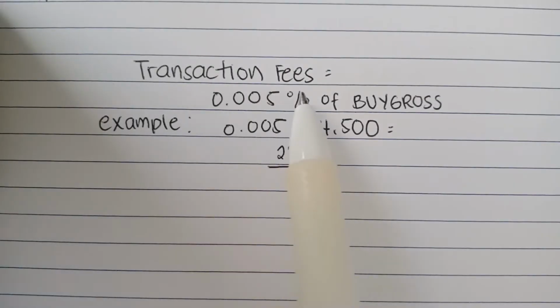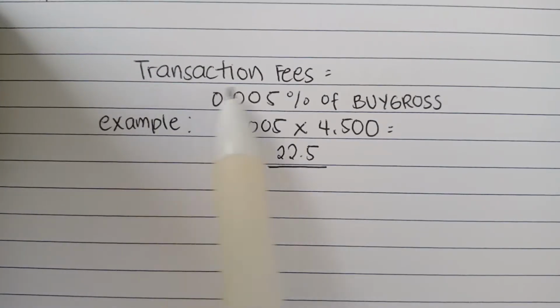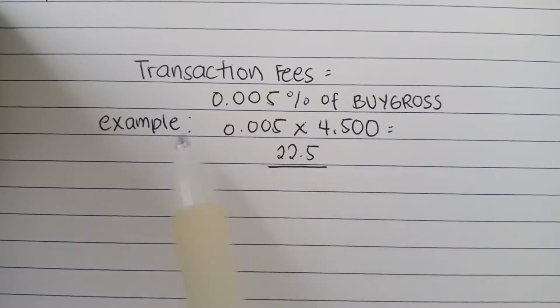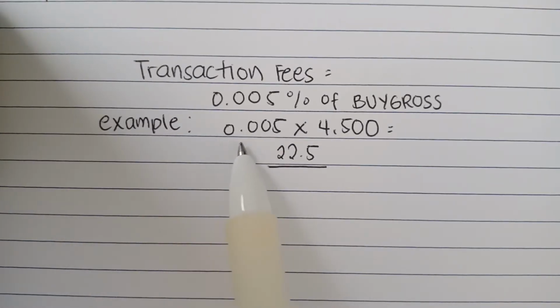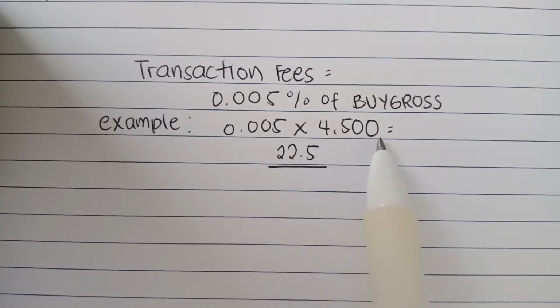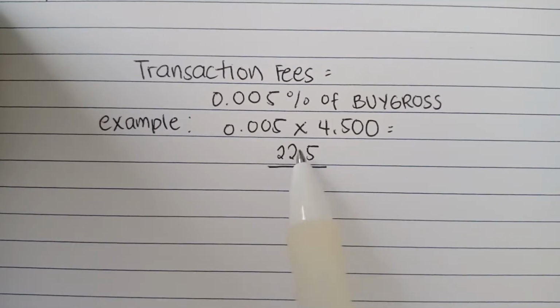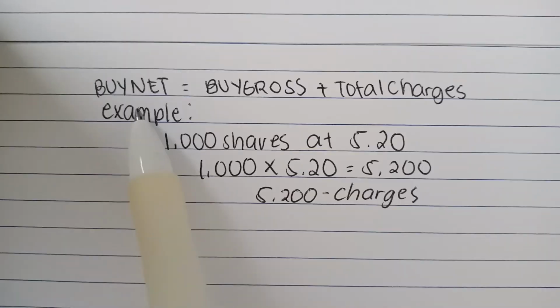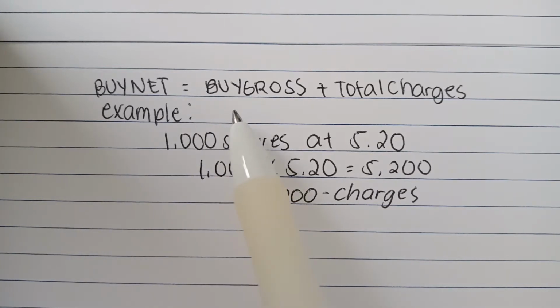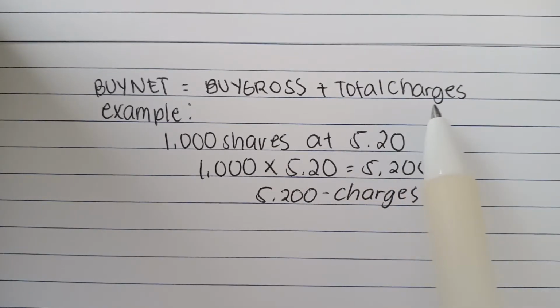Next is transaction fees. To get transaction fees, you need to get the 0.05% of buy gross. An example is 0.005 times 4,500 is equal to 22.5. 22.5 is our transaction fee. Next thing we need to know is buy net. In order to get buy net, we need to get the buy gross plus total charges.